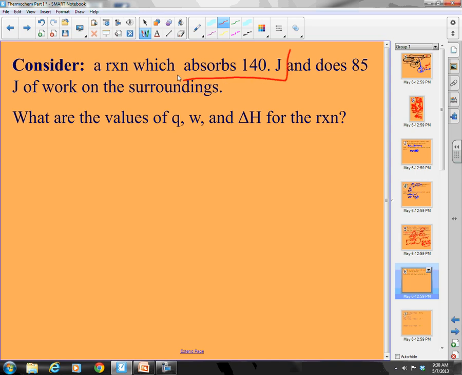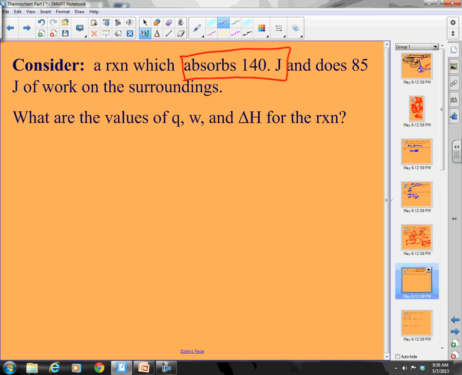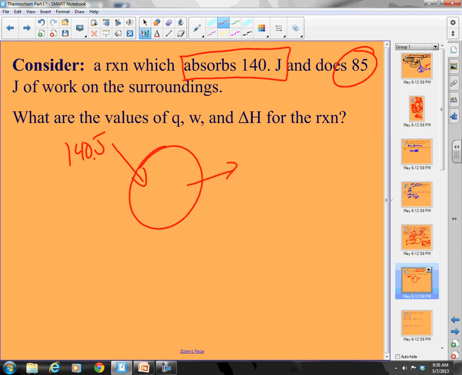Since it absorbs 140 joules and does 85, let's make sure I read that last one right. The reaction also forms, and in doing so, does work. Okay, good. I did read that last one right. Here we go. It absorbs 140 joules from my surroundings and does 85 joules of work. So here's my system. The reaction occurs. It sucks up 140 joules from the surroundings, and it does 85 joules of work on the surroundings.